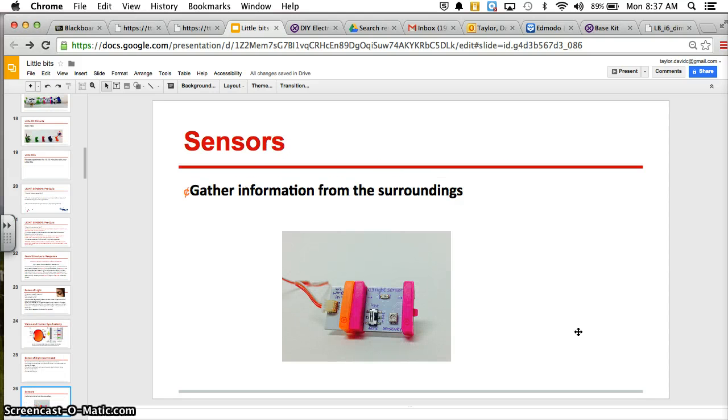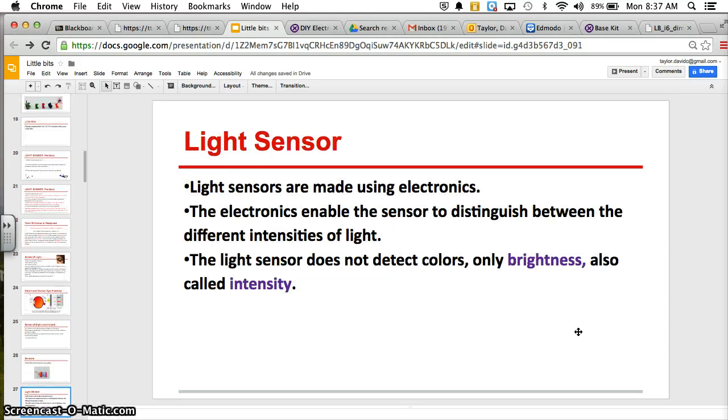Now, the sensor that we're going to be looking at is the light sensor. Light sensors are made using electronics. Electronics enable the sensor to distinguish between the different intensities of light. The light sensor does not detect colors, only brightness, also called intensity.